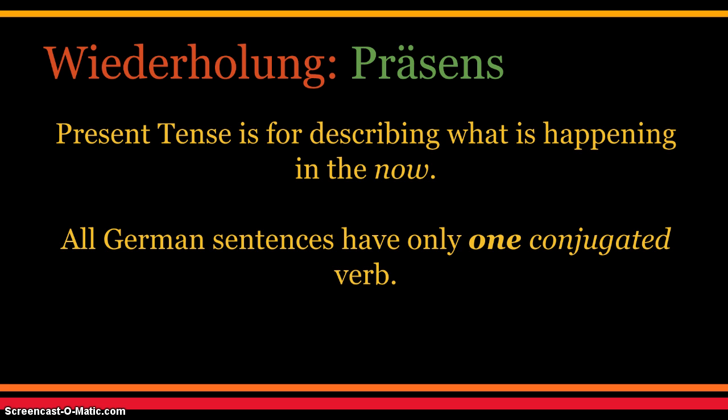So for example, to go. In the present tense, in German, gehen describes I go, I am going, and I do go. That's all the present tense. It's one thing in German. And to keep in mind, all German sentences have only one conjugated verb per sentence. So hold that thought for just a minute.